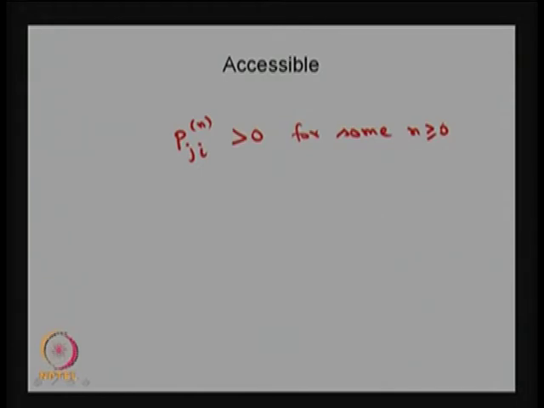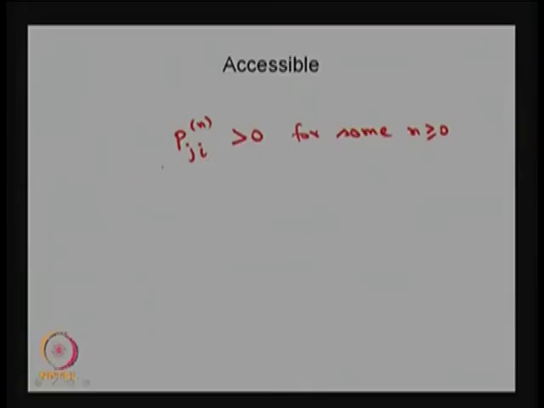Whenever we say the state i is said to be accessible from the state j, if the p j comma i in n steps is greater than 0. That means this is the transition probability from the n step transition probability matrix, and if that element is greater than 0, then we say the state i is said to be accessible from the state j.